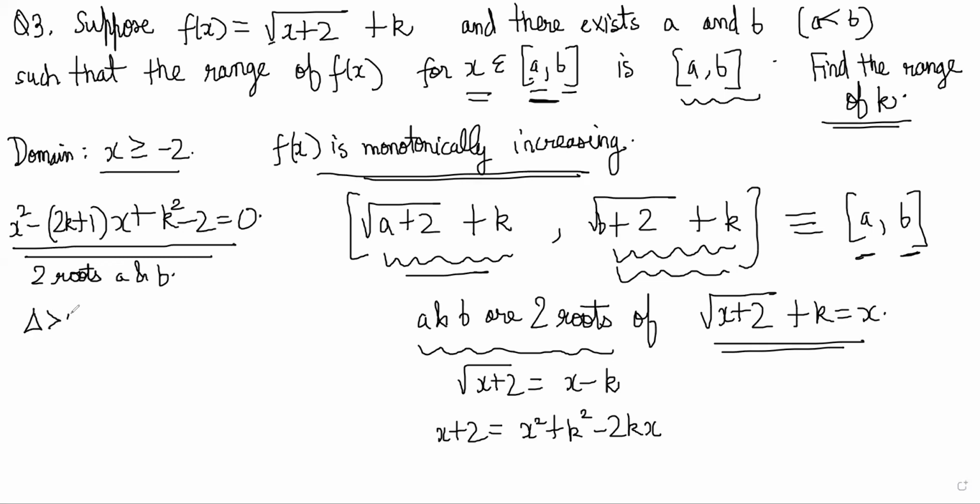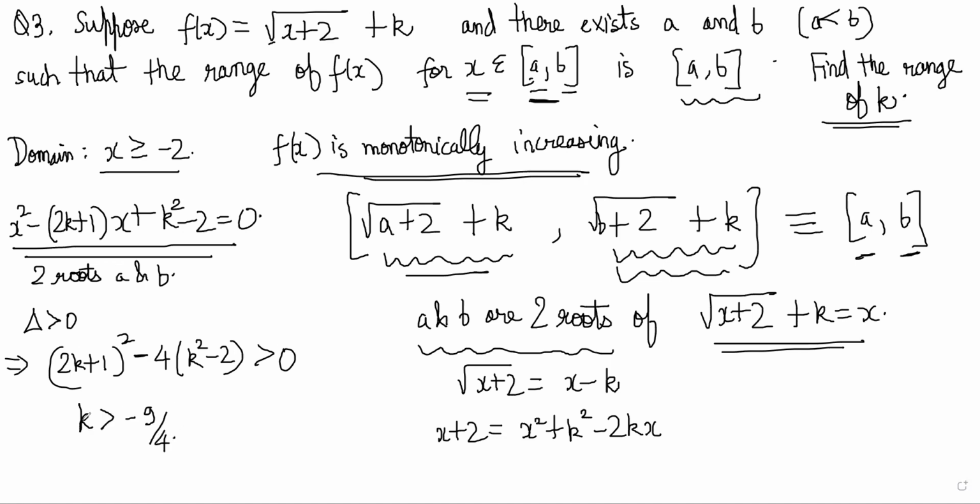So del is greater than 0. That implies (2k plus 1) whole square minus 4 times (k square minus 2) is greater than 0. If you solve this, you will realize that 4k square will get cancelled and it will be a linear expression. And from there, we can deduce that k is greater than minus 9 by 4. You can solve that yourself. It's fairly straightforward. We get that k is greater than minus 9 by 4.